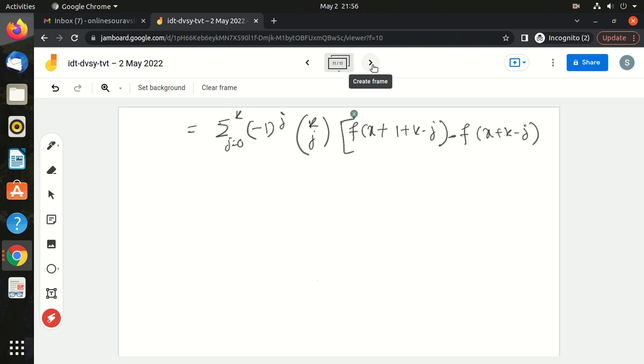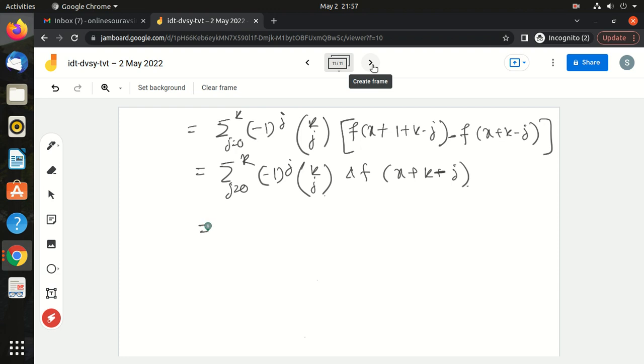So what do you get here? Tell me. I get here delta of f of x plus 1 plus k minus j. So am I up somewhere? Is this giving you something? This is giving me that instead of f we can write delta f. Right. And this is very nice. Very good. So this is actually delta k of, you are saying this is delta f, right? Yes.